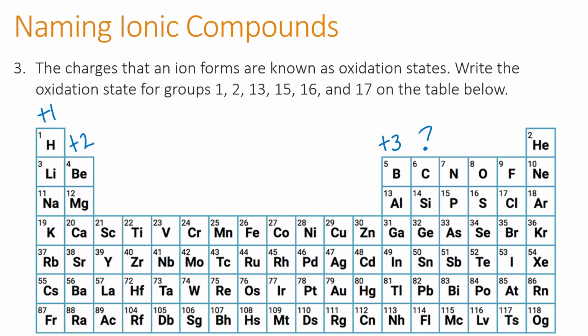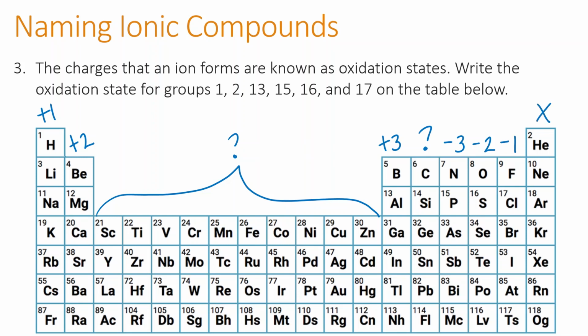We can also say the same thing for our transition metals. Transition metals are actually capable of forming different charges. So for example, iron can be +2 or it could be +3, depending on what compound we're dealing with. So we don't know what charge those are going to form. We just put a question mark there for now. Nitrogen's column is always going to be -3. Oxygen's column is -2. Fluorine's column is -1.